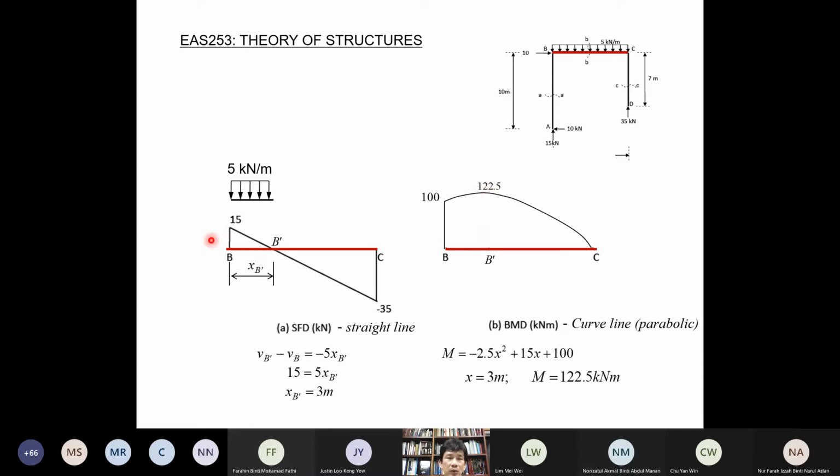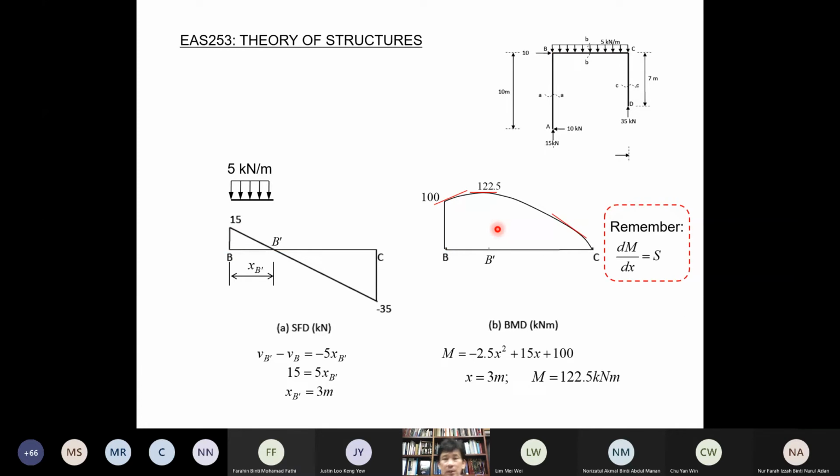Or you can use similar triangles, this over this is equal to this over this. You can also calculate XB prime here. So this is how we draw. This is part BC. This is how we draw, positive here, negative here, positive on the top part here.